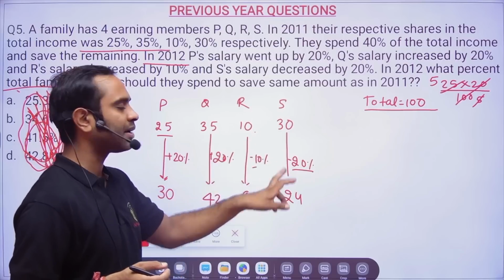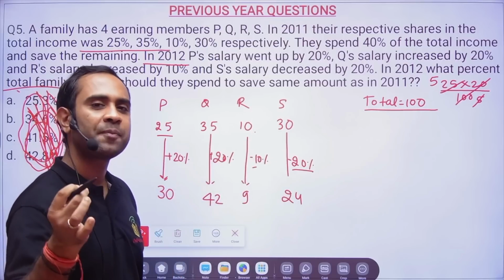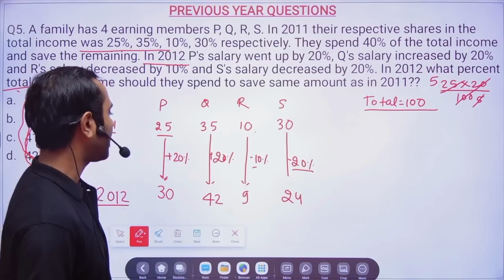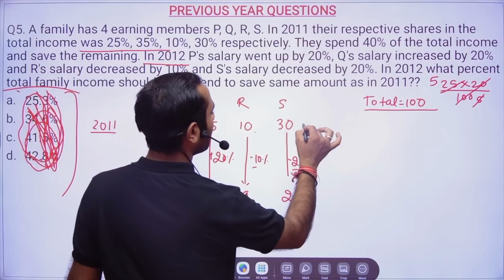10, there is a decrement of 10%. How much do you have to pay? Sir, 90% of it. So 1 into 9 is 9. Okay, now, friends, earlier what was happening?